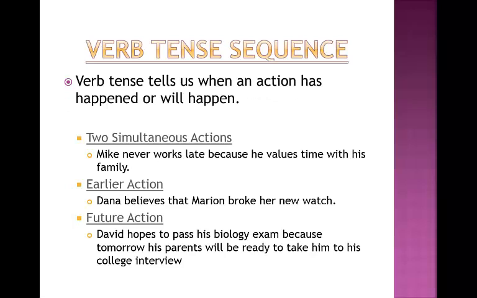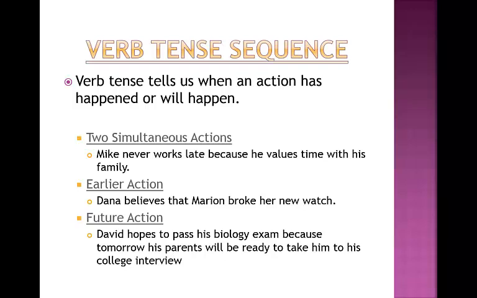Finally, verb tense sequence. This seems pretty commonplace, but you would be surprised how often students forget to look for these simple things to help them, okay? Two simultaneous actions show present tense, something that's going on right now. Mike never works late, and works is that indicator, because he values time with his family. Works and values, those are both present tense verbs. These are things that happen on a daily basis right now.